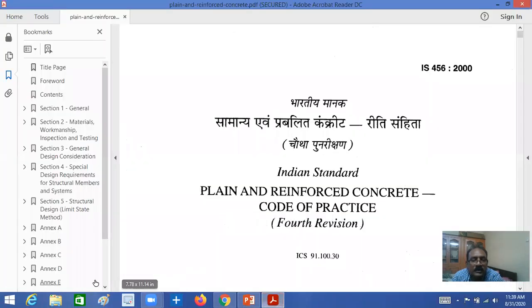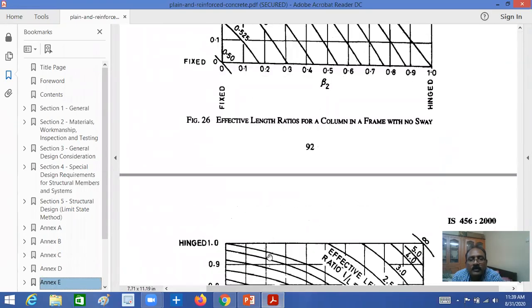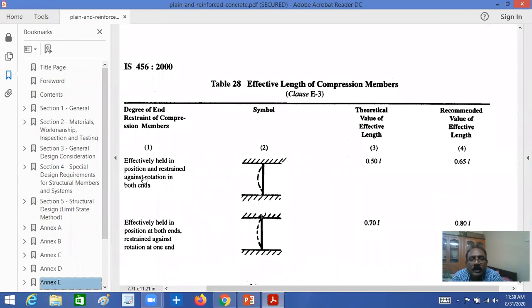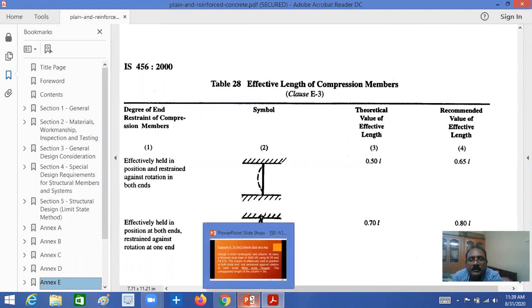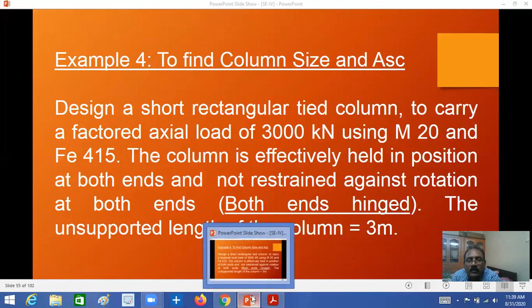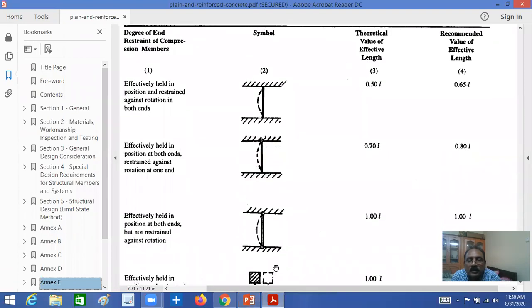If you see Annexure E, Table 24, here you can see the condition: restrained, effectively held in position and restrained against rotation at both ends. That gives L effective equal to 0.65 L. Here both ends are hinged, meaning not restrained against rotation, so you have to go for the other case, where effective length L effective equals 1 L.